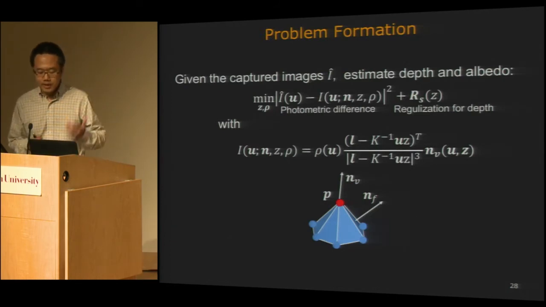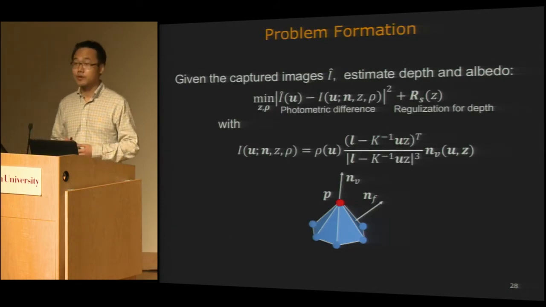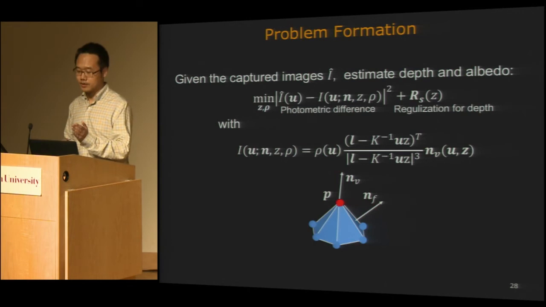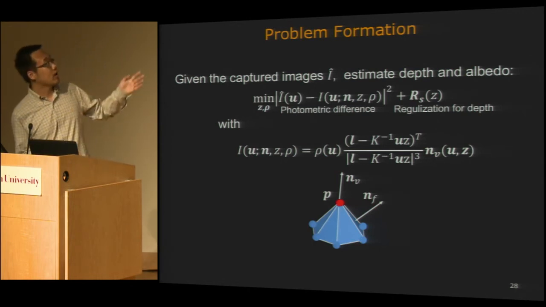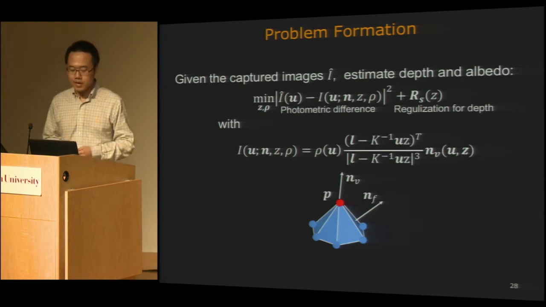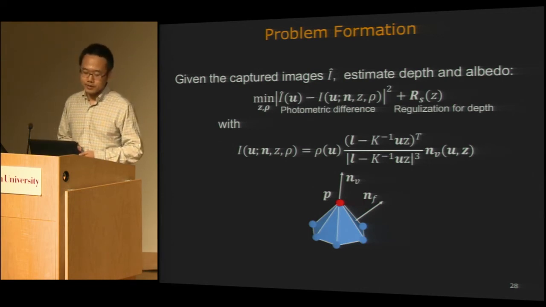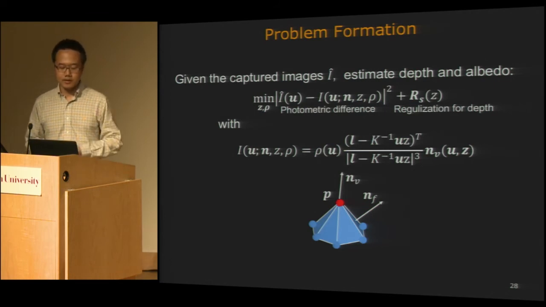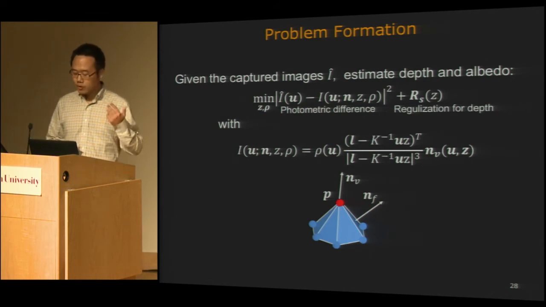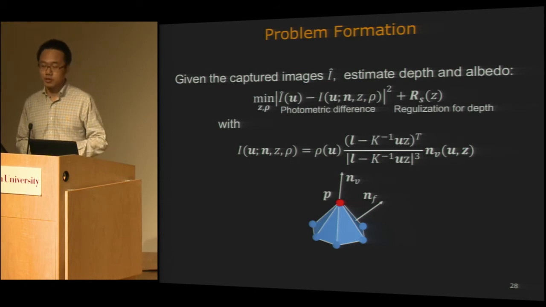Okay, so in summary, we define the surface normal as a vertex normal after back projecting the pixels into 3D space. Given the captured images, we can optimize the depths and surface albedos by minimizing the photometric difference between the measured image and the modeled image. And we also add one regularization term for the depths.